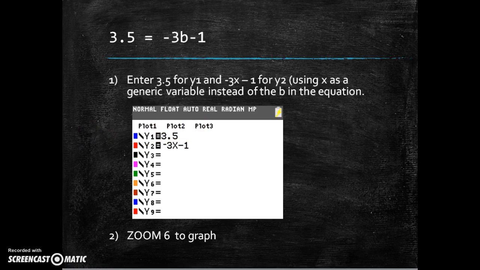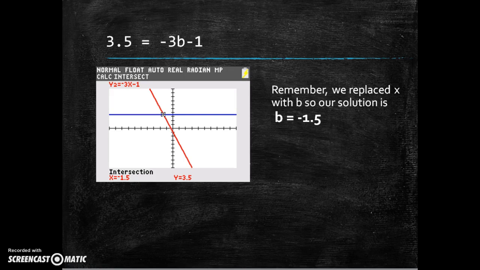If you notice on your keys how it says x, t, theta, n, it's because it's a variable. It's going to be whatever we decide it to be at that moment. So that's what it is for this one. So this is what they're saying. These two lines cross right here. So remember this though. We replace the x with b. So instead of saying x equals negative 1.5, we say b equals negative 1.5, and that's how we get that.